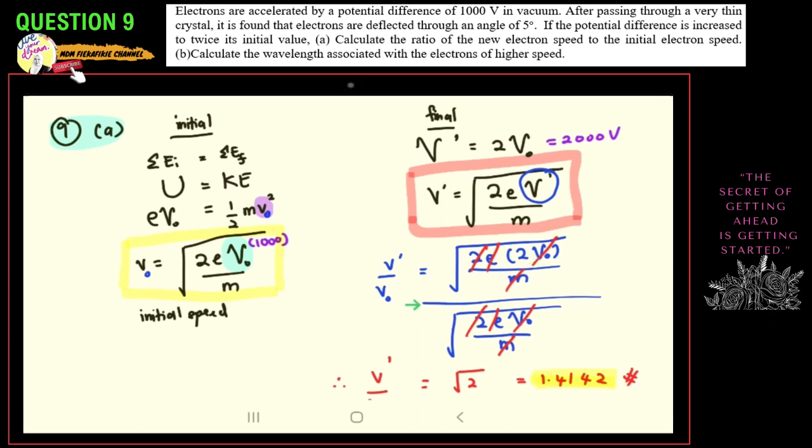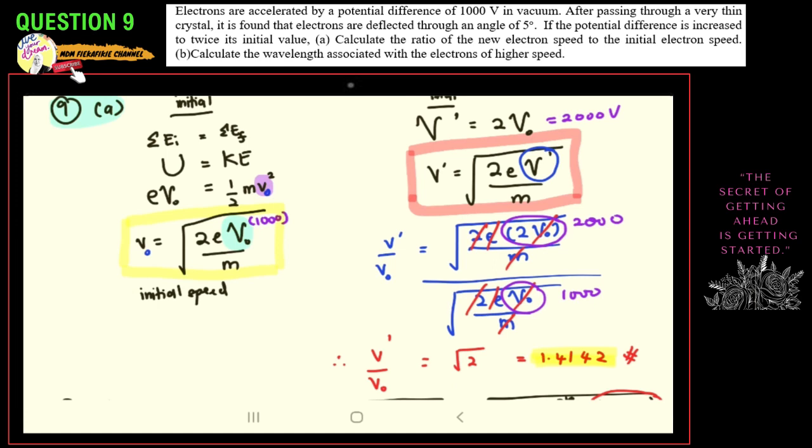Okay, and the initial speed is 2eV0 over m. Kalau kata tak nak masuk 2 V0 dengan V0 ni, awak boleh juga masukkan ini, terus saja ganti 2000 volt and this is 1000 volt. Sama juga. Okay, so cancel all the constants. So we have 2, cancel 2, cancel e, and also the mass of the electron. Okay, kita boleh cancel lah.